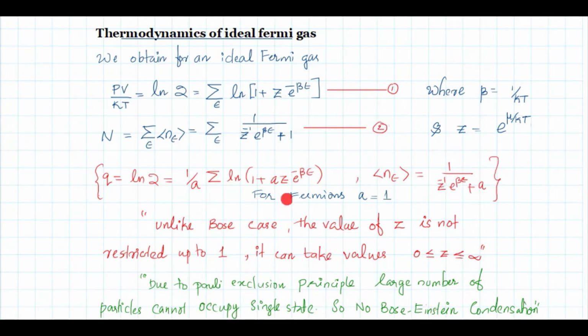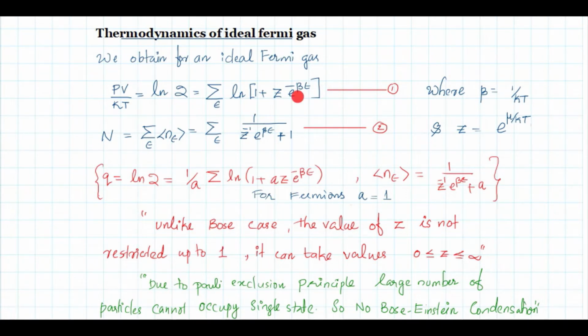This is the general expression that we derived in lecture number 24. For Bose particles, this A was minus 1, and for fermions, this A will be plus 1. That is why we obtained these 2 equations. And for a system consisting of particles which obey Maxwell-Boltzmann statistics, this A will tend to 0. So these are the equations we derived in lecture number 24.